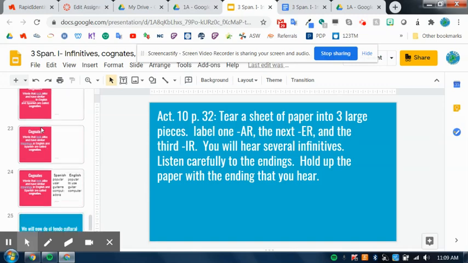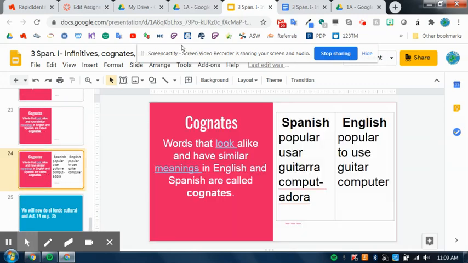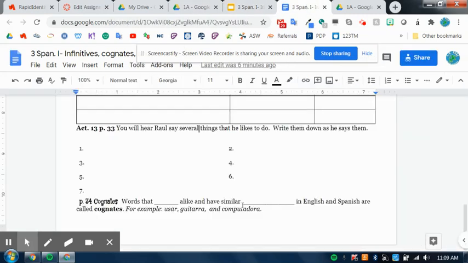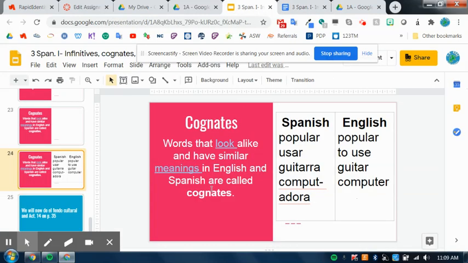All right, we're going to move on to cognates. So we are down at the very bottom of your paper. Cognates are words that look alike and have a similar meaning to English words. So, for example, popular, popular. Usar, to use. Guitarra, guitar. Computadora, computer. Everything you're learning in Spanish 1, probably about 80% of it is a cognate.